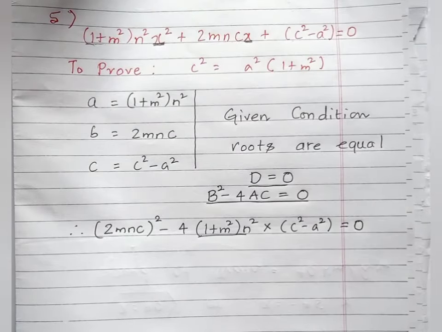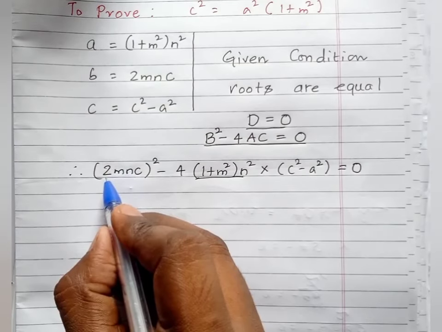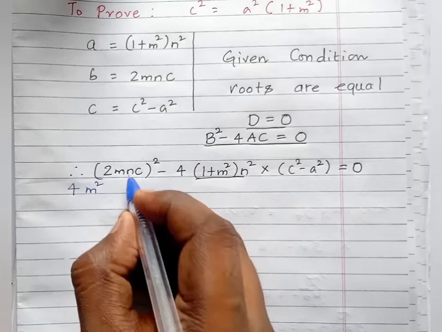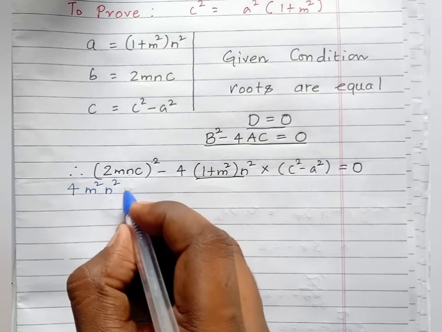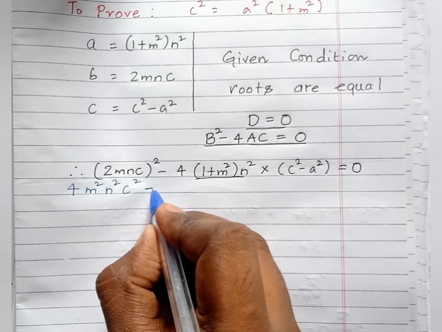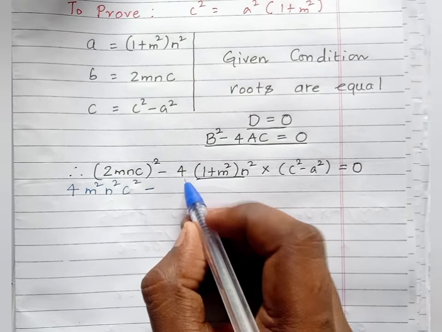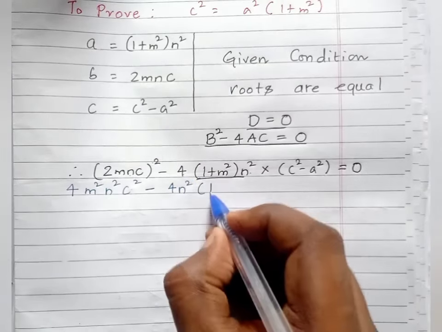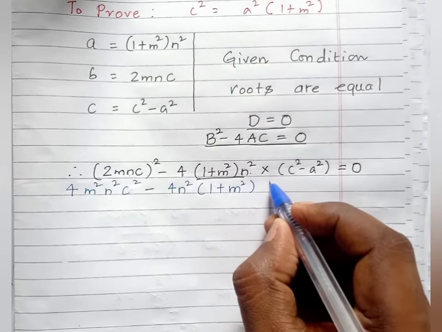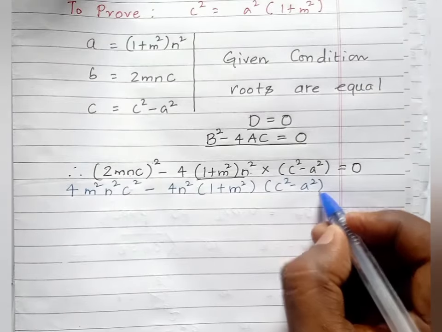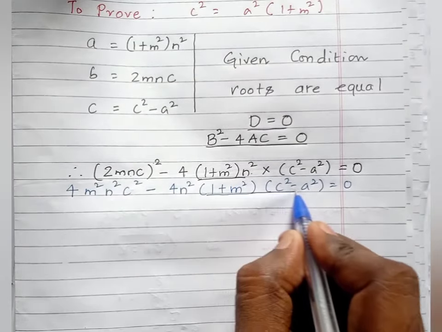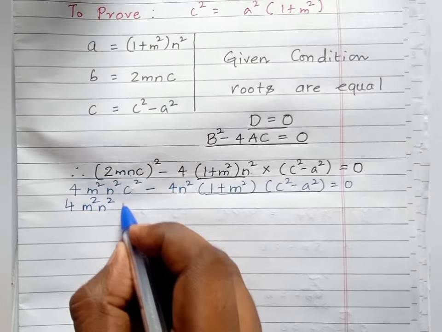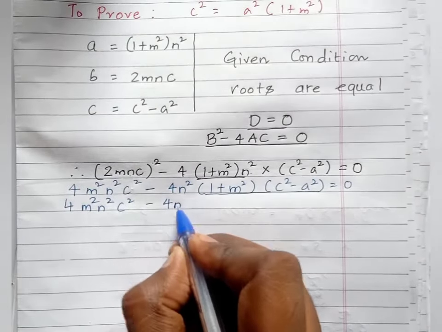equals 0. Now square the individual terms, that is 2 square is 4, then m square is m square, then n square, then c square, minus 4 into n square, 4n square. The remaining terms are 1 plus m square into c square minus a square equals 0. Now I should multiply two binomial terms, that is 1 plus m square into c square minus a square. For m square, n square, c square, minus 4n square.